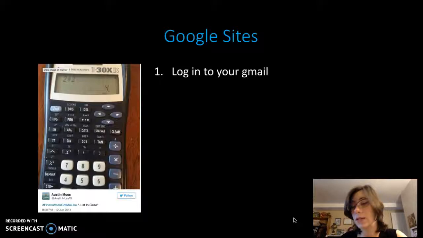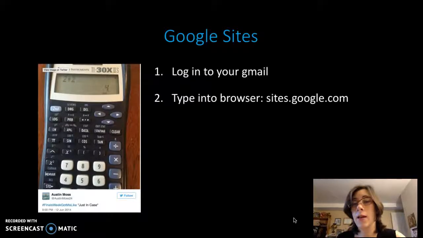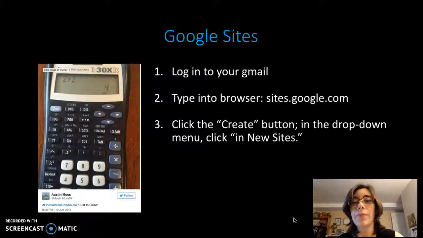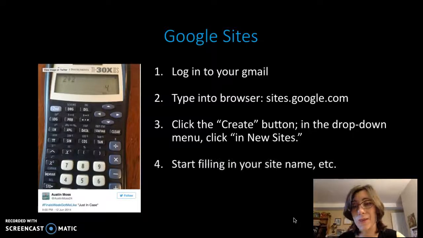So first, log into your Gmail. And then you want to type into the browser sites.google.com. That's the easiest way to get to it. And then you're going to click the Create button. And in the drop-down menu, click on New Sites. The new sites are much easier. And then you can start filling in stuff. All right, so you have these four steps written down.